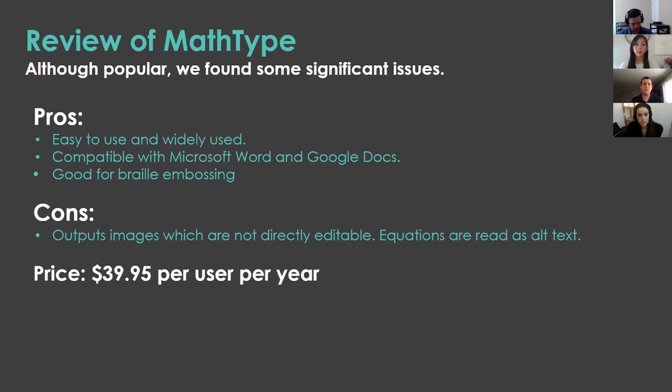It's pretty straightforward. It's widely used. It's compatible with Microsoft Word and Google Docs, and it's good for Braille embossing or converting for Braille, the BrailleNote Touch Plus in this case. The cons, its output is essentially, like Thomas showed earlier, an image that's alt tagged, which is not great for some screen readers and things like that. So it's not an ideal solution for all assistive technology, but it's really great for some.